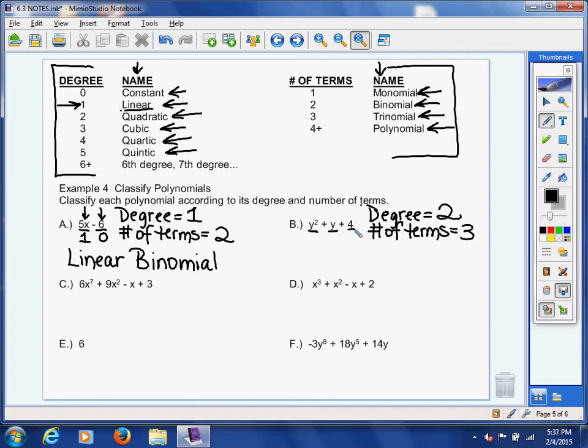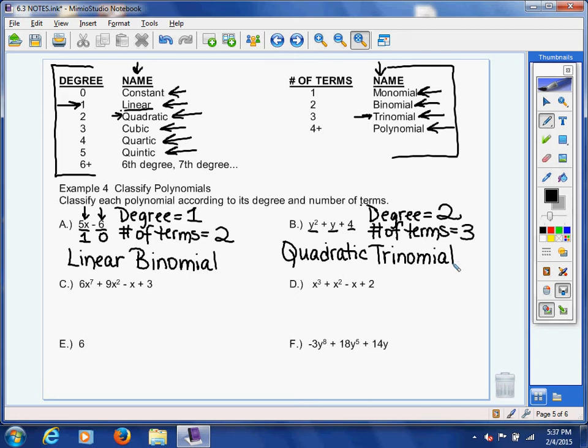There are 3 terms. So let's use our chart. A second degree. Okay, second degree. Oh, looky there. That's a quadratic. So this is going to be a quadratic. And then number of terms, 3. So we'll go to our second chart here. 3 means trinomial. This is a quadratic trinomial. Quadratic because my highest degree is a 2. Trinomial because there are 3 terms here.